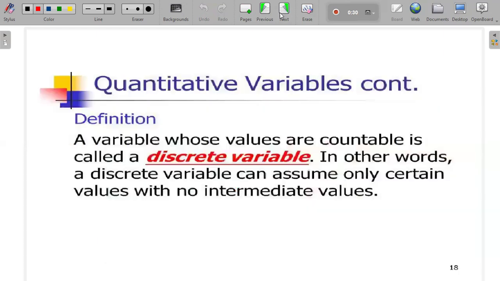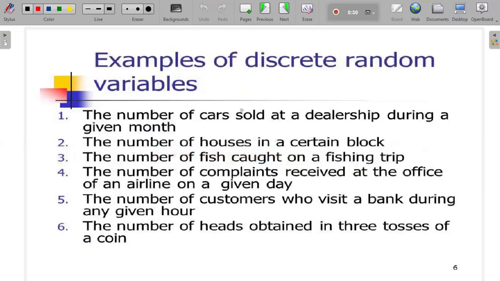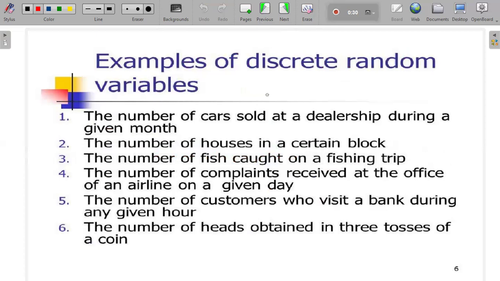Under quantitative, we said we can divide them into discrete, and then we can also divide them into continuous. By definition, a variable whose values are countable, just like I explained, is called a discrete variable. And if they are not countable, it's called a continuous variable.